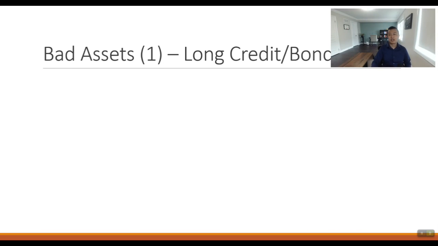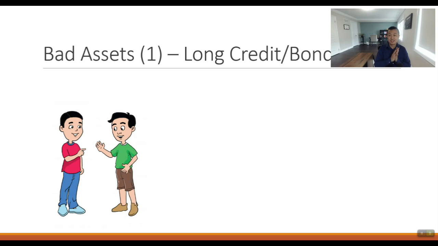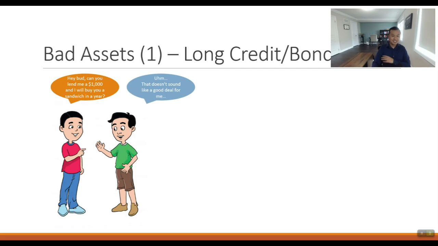So what are the bad assets? Bad asset number one is long bond. This is easy. In an inflationary environment, you do not want to be long bond or long credit. Hey, bud, can you lend me $1,000 and I'll buy you a sandwich in a year? This is a horrible deal. That doesn't sound like a good deal to me.